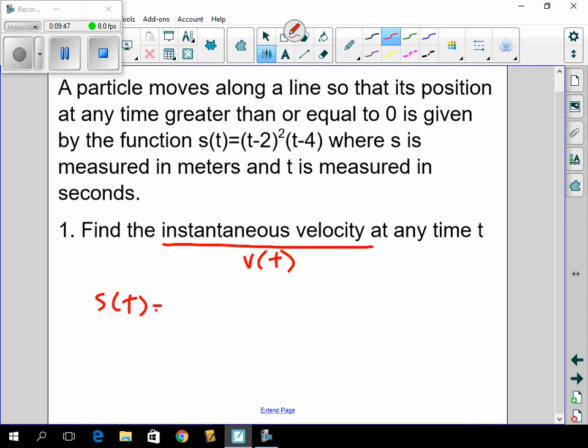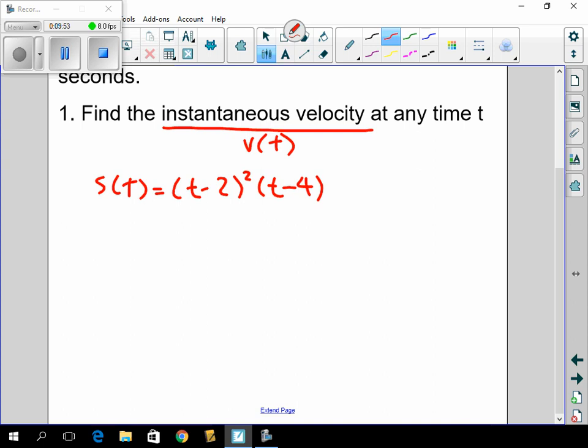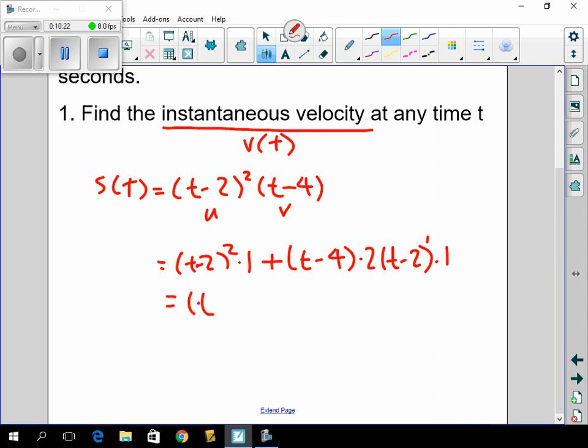So s of t equals t minus 2 squared times t minus 4. This is one that I need to use the product rule for. So this is my u, this is my v, and I also need to use the chain rule. So I'm going to take t minus 2 squared times the derivative of t minus 4, which is just 1, plus t minus 4 times the derivative of u. I bring down the 2, t minus 2 to the 2 minus 1 is just 1, times 1. So with this product rule and chain rule, I'm going to get t minus 2 squared plus 2 times t minus 2 times t minus 4.